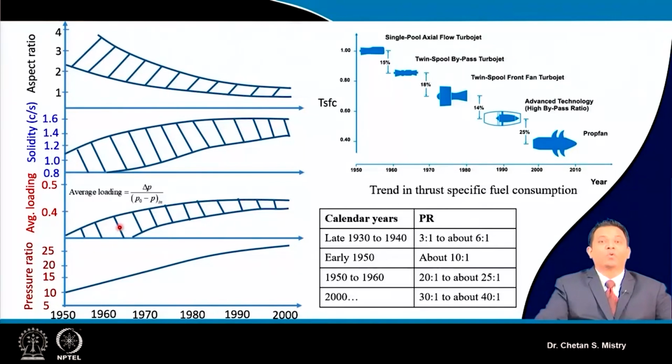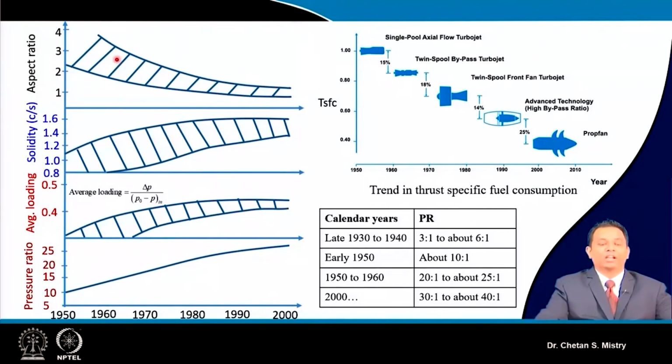At the same time, what are we looking for? We are looking for average loading. Per stage loading is also improving. We are expecting the per stage pressure rise to be higher and higher over the years. In order to meet these two requirements, we are looking for higher solidity of the blades. So we are moving towards higher solidity, and when we say solidity, it correlates our chord and the number of blades.